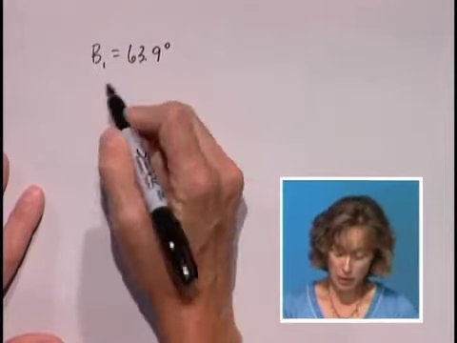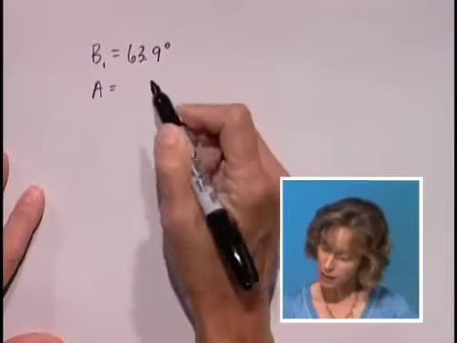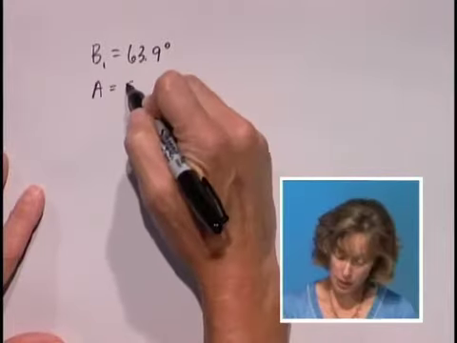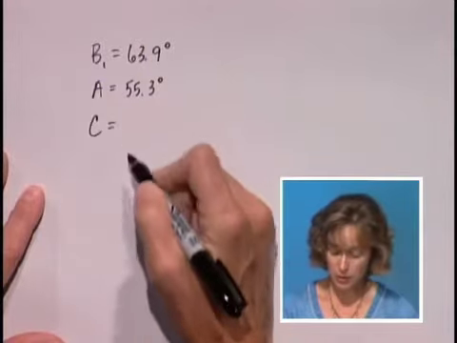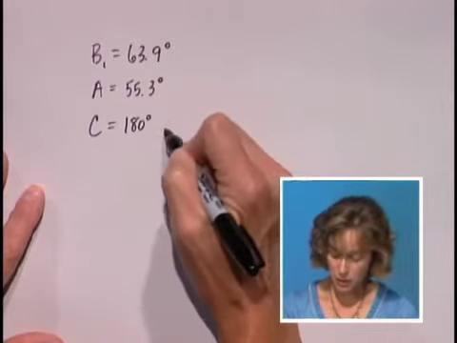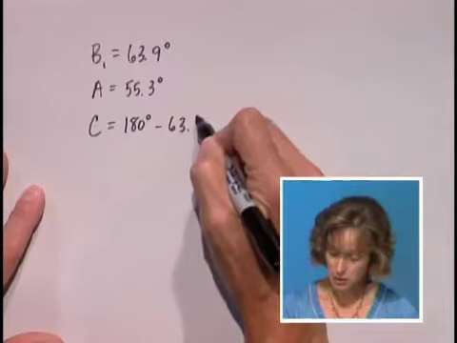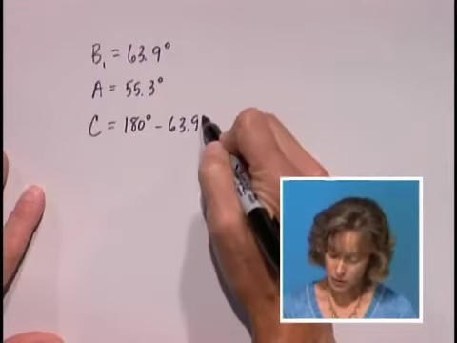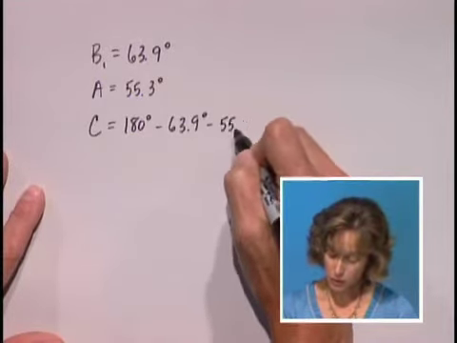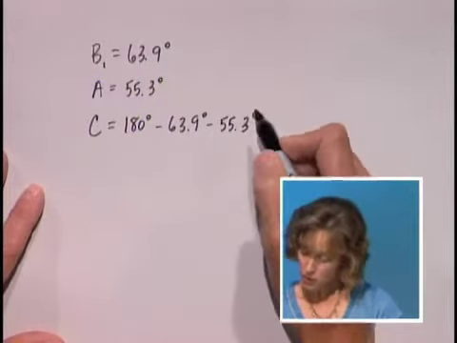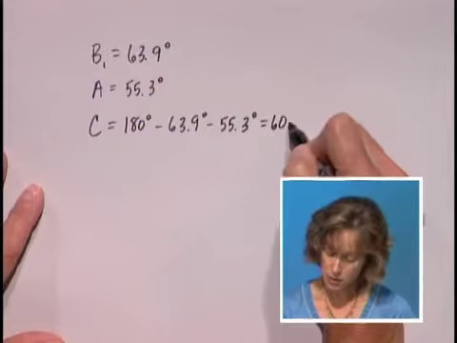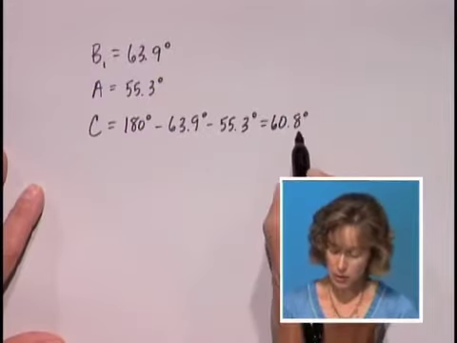Given that angle B and the fact that angle A started out as 55.3 degrees, let's find an angle C by taking 180, subtracting 63.9 degrees, and subtracting 55.3 degrees. This particular angle C comes out to 60.8 degrees.